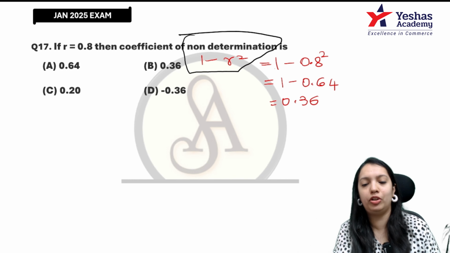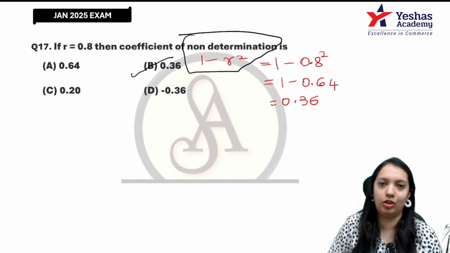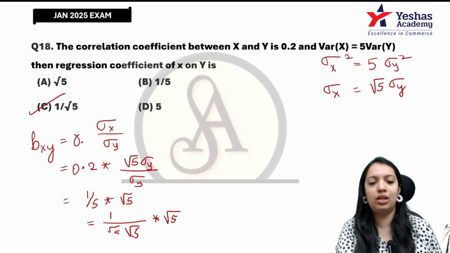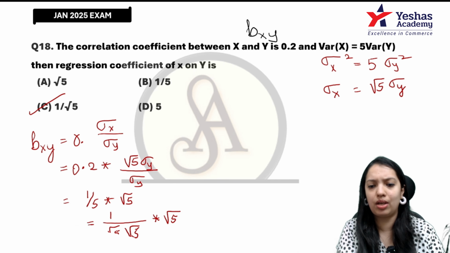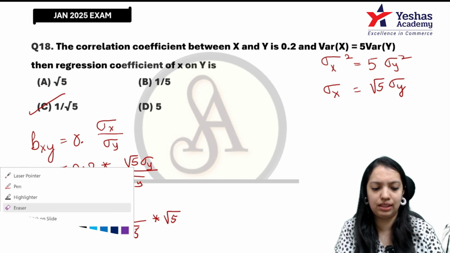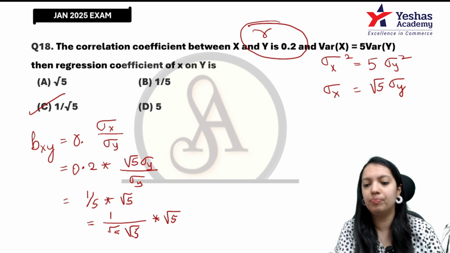So 1 minus 0.8 square, you get the value as 0.36. Next, correlation coefficient between x and y. This is bxy. Correlation coefficient means you need to calculate the R value. R value is given in the question as 0.2.